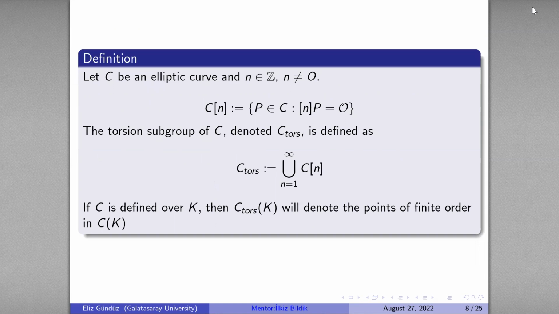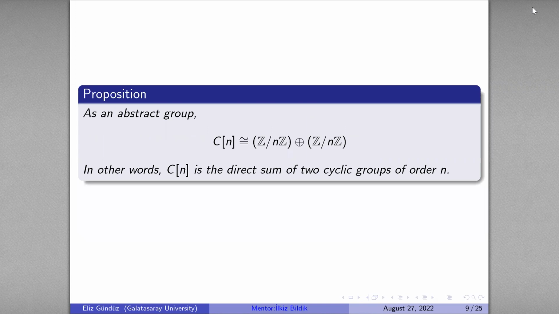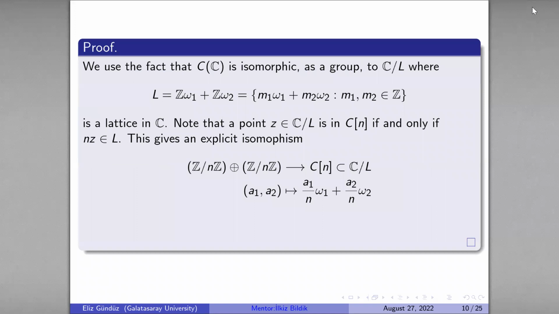And the n-torsion subgroup of the curve, denoted Cn, is the set of points of order n. And please realize that Cn is basically the kernel of the multiplication by n map. And the torsion subgroup of C is defined by taking the union of all Cn. As an abstract group, Cn is the direct sum of two cyclic groups of order n. I will give a sketch of the proof.